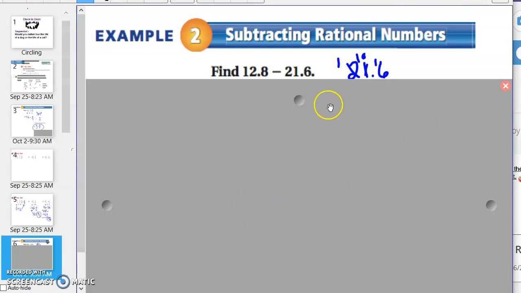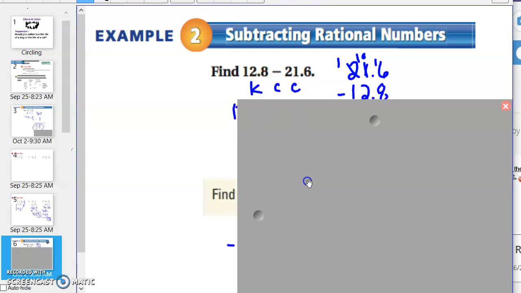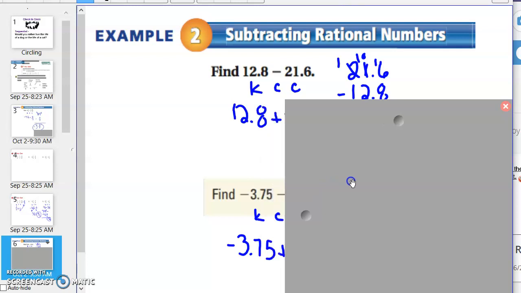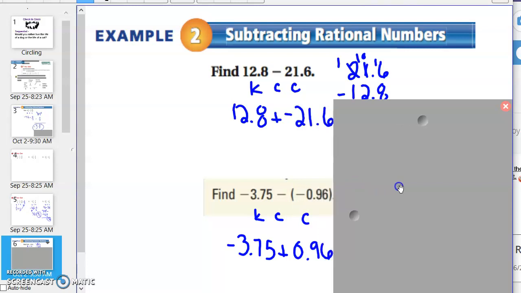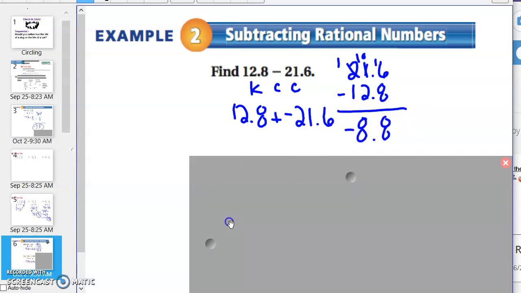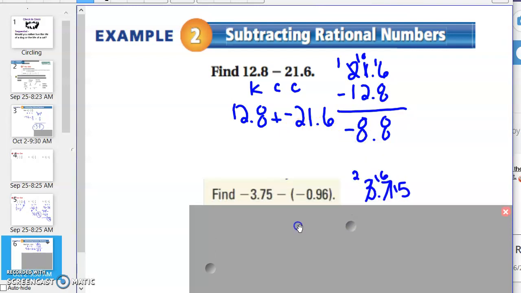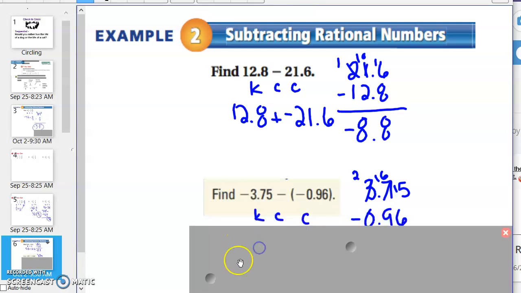With subtracting rational numbers, remember that means you're also going to be subtracting decimals. So again, same process, keep, change, change. So I keep 12.8 the same, change the plus sign to a minus sign, and 21.6's opposite is negative 21.6. So then I have different signs, so I'm going to have to subtract. So 21.6 minus 12.8, I do my subtraction here. That gives me 8.8, but I use the sign of the bigger number, so that's why it is negative 8.8. Second one here, again, keep, change, change.